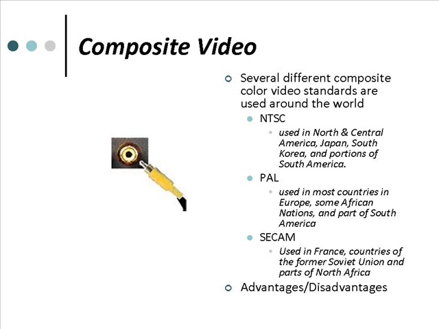Some advantages and disadvantages of composite video: advantages are huge numbers of display devices available throughout the world, and low-cost signal sources and recorders such as VCRs. Some disadvantages are that the chroma and luma signals can interfere with each other, causing some degradation in the display image.